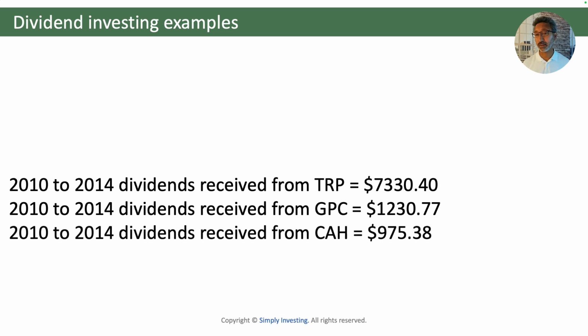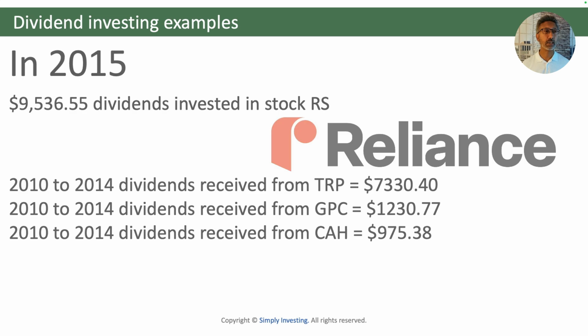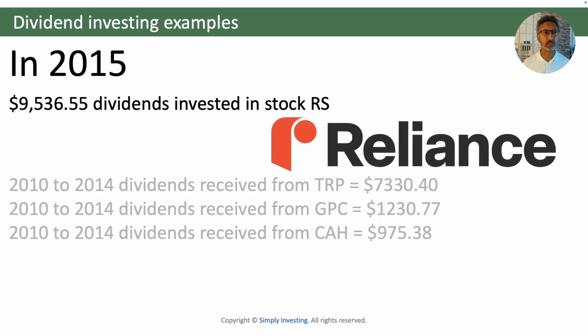And now they also have Cardinal Health that they've owned for 5 years, and they got $975 from there. If we add up all three of those dividends from each of those three companies, in 2015, this investor took the money, $9,536, and put all of it into a stock, into a company called Reliance. So stock symbol is RS, and all that money went into there.